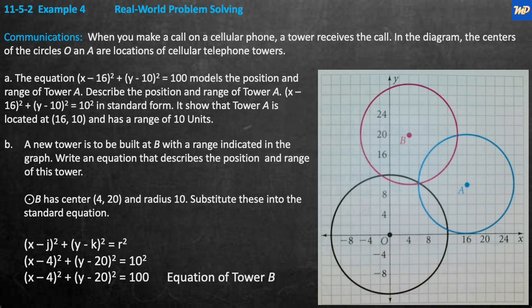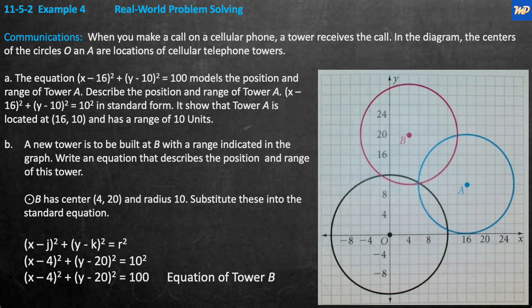Well, the equation is x minus 16 squared plus y minus 10 squared is equal to 10 squared in standard form. It shows that tower A is located at x equals 16, y equals 10, and has a range of 10 units. Now, a new tower is to be built at B with a range indicated in the graph. Well, you see the red tower, and it's the range in the graph. Write the equation that describes the position and range of that tower.